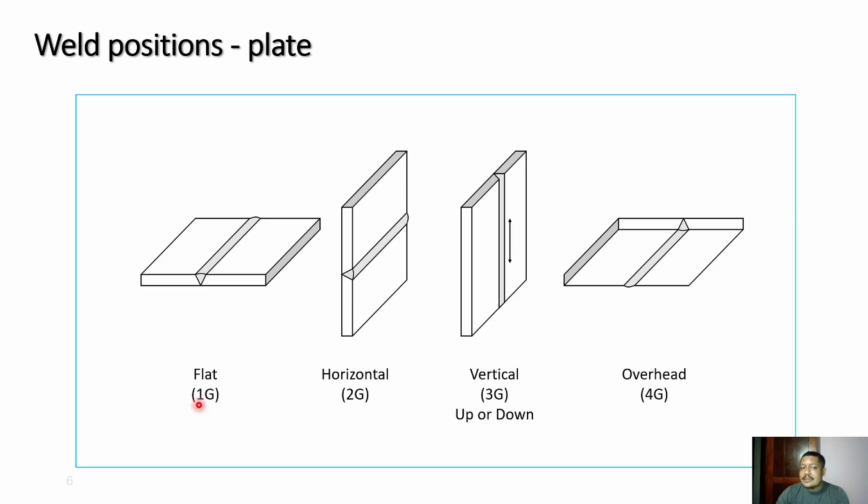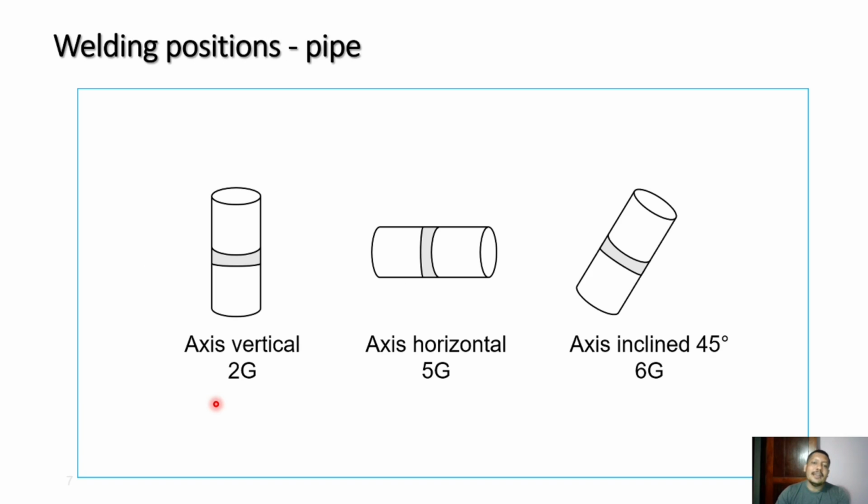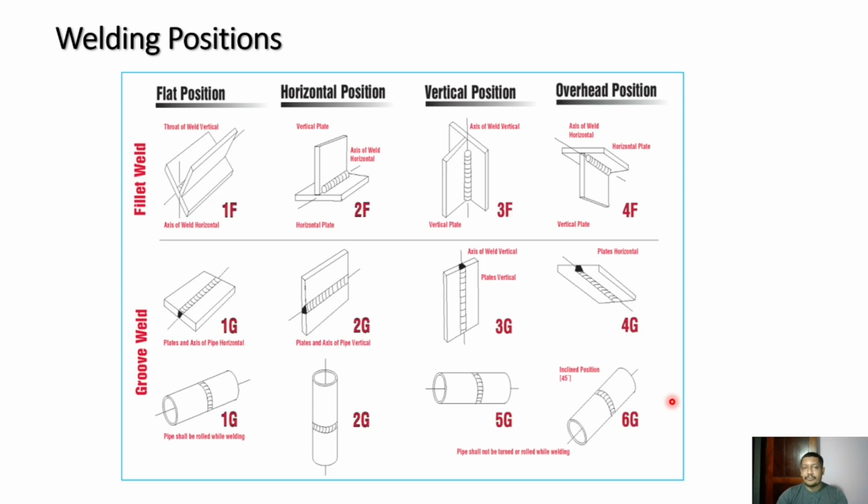You have to understand that if it is marked G, it indicates that it is plate welding. In the case of pipes, you can have the axis vertical, horizontal or inclined. Based on that, the pipe is marked as vertical 2G, horizontal 5G, and inclined at 45 degrees 6G. So in a combined fashion, it is marked over here.